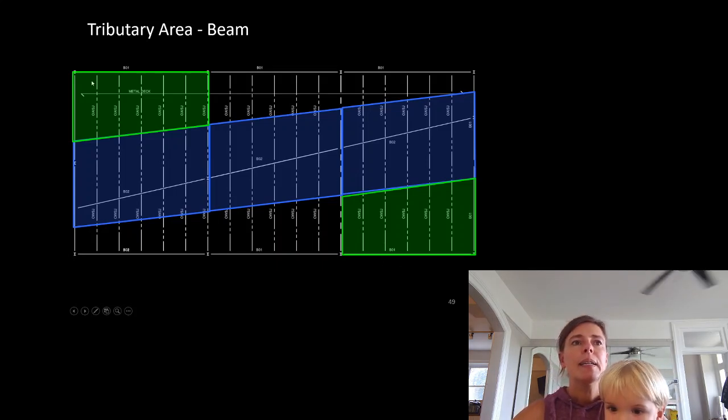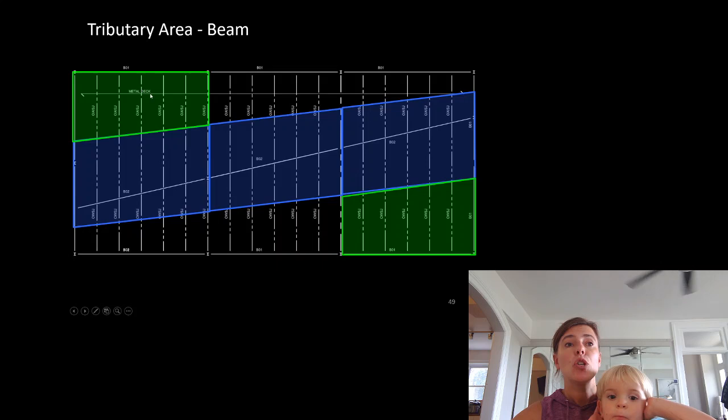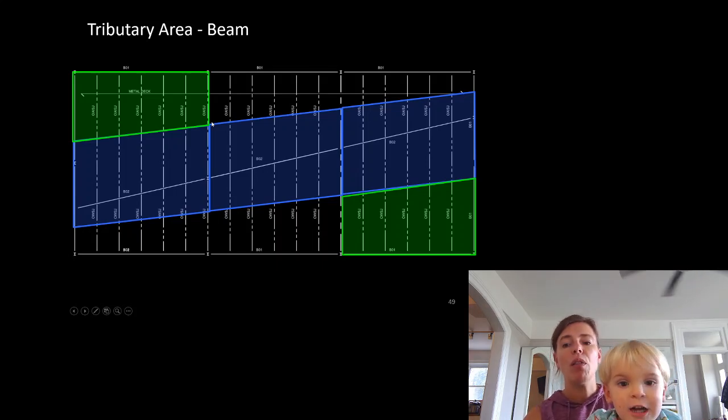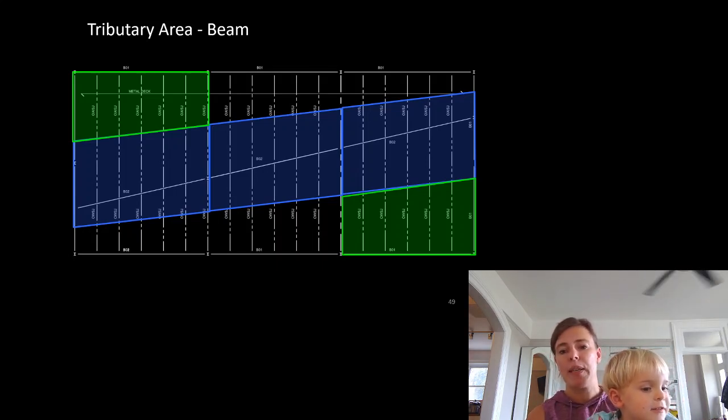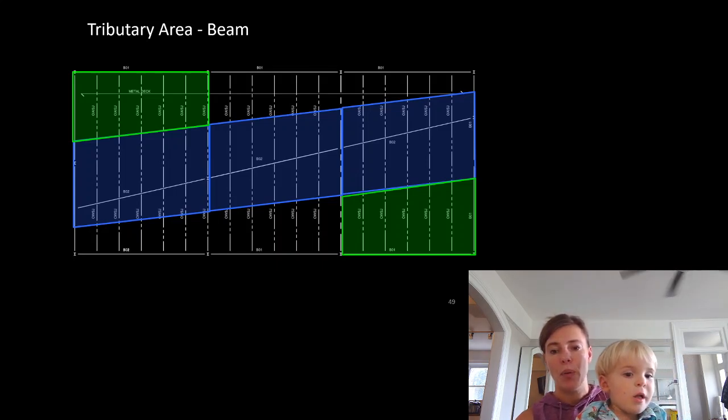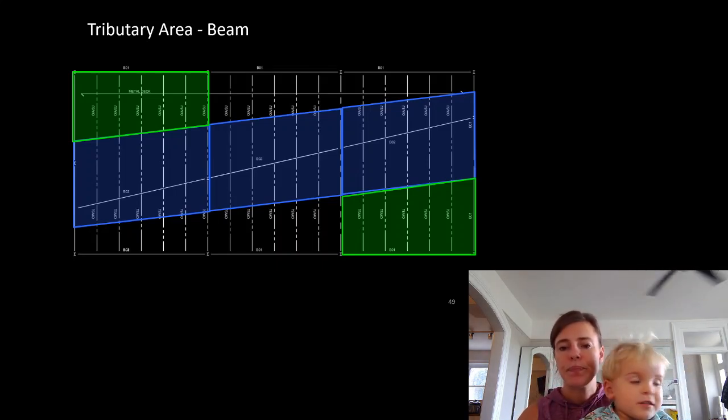New slide. This beam here picks up half of each one of these open web steel joists, and that length varies. So we have an uneven load distribution along this beam. It's going to change over its length, so it's not going to be a uniform load on it as it goes down.